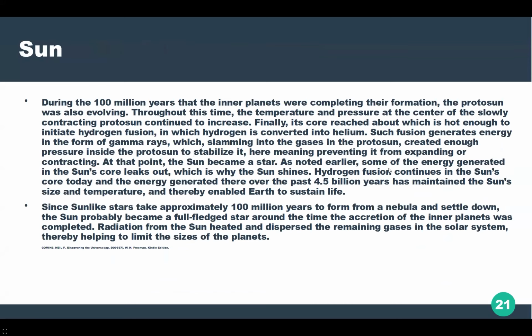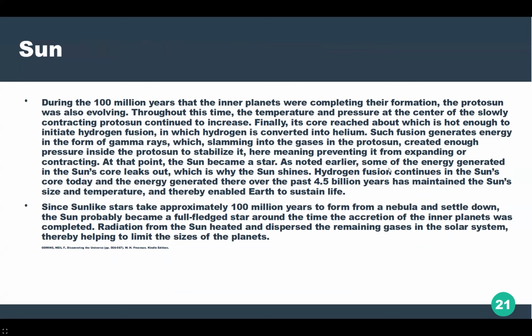During the 100 million years that the inner planets were completing their formation, the protosun was also evolving. Throughout this time, the temperature and pressure at the center of the slowly contracting protosun continued to increase. Finally, its core reached a temperature hot enough to initiate hydrogen fusion, in which hydrogen is converted into helium. Such fusion generates energy in the form of gamma rays, which, slamming into the gases in the protosun, created enough pressure inside the protosun to stabilize it, here meaning preventing it from expanding or contracting. At that point, the sun became a star.